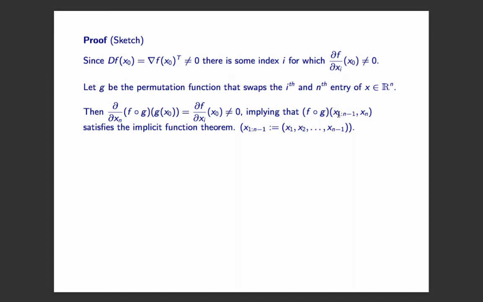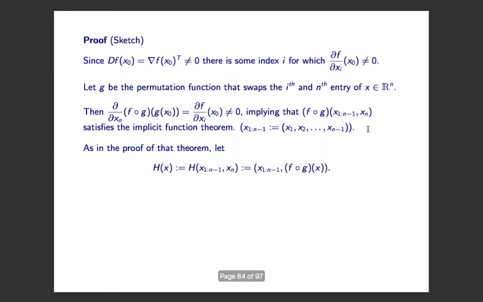So this x1 colon n minus 1, right? That's just the first n minus 1 entries of x. So this composition satisfies the implicit function theorem. As in the proof of that theorem, let h of x, right? We're going to split x in the same way. The first n minus 1 entries and the last entry. The first n minus 1 entries get left alone, right? And then the last entry is f composed of g of x.